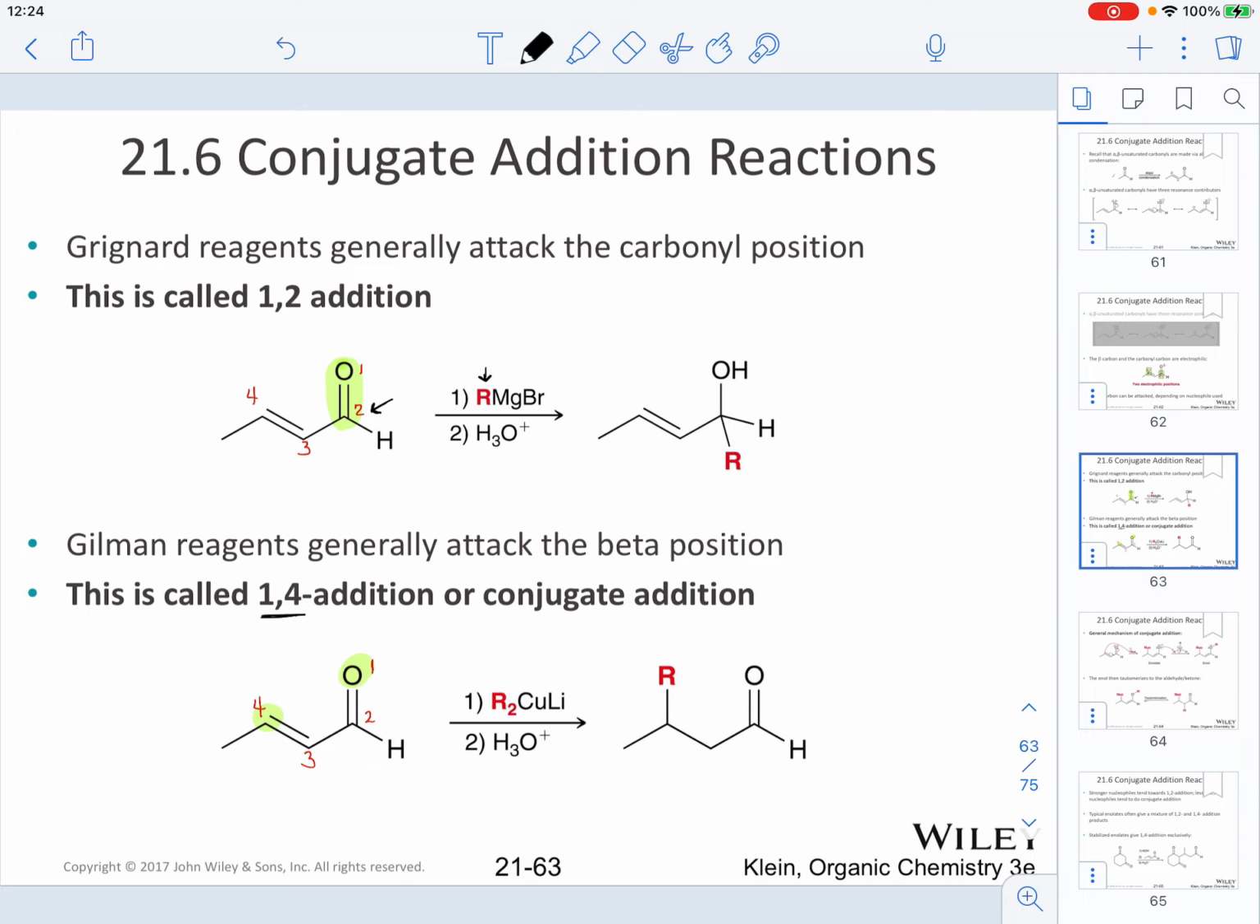The Gilman reagents are very specific because, as you can see, your R group is going to be bonded to copper and lithium. You're also going to have an acidic workup, but understand that in this 1,4 addition, we are going to regenerate our aldehyde.